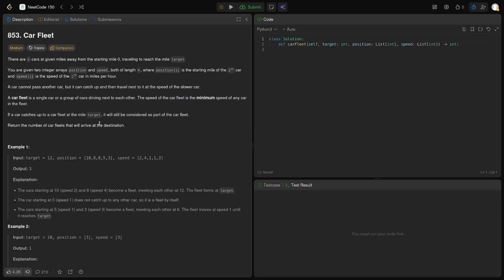Today we got medium problem 853, Car Fleet. We have n cars at some positions from mile 0 traveling to reach a target, and they have speeds, and you are given two integer arrays, position and speed. You cannot catch up to it. A car fleet is a single car or group of cars that travel at the minimum speed of anyone in the fleet.